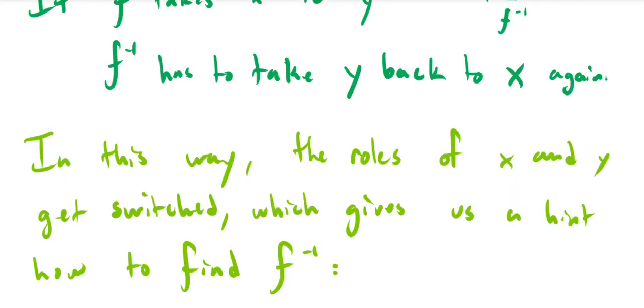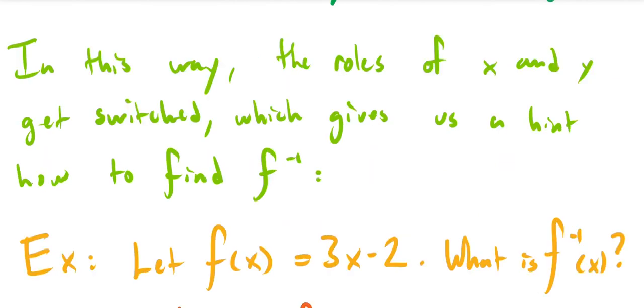So in this way, the roles of x and y are getting switched a little bit, even though we could set f inverse of x equal to a y and treat that like the output still. This still gives us an interesting way of thinking about it, that the output of one function has to get taken back to the input of the original function. And this actually gives us a hint about how we're supposed to find f inverse. Let's look at that method with an example.